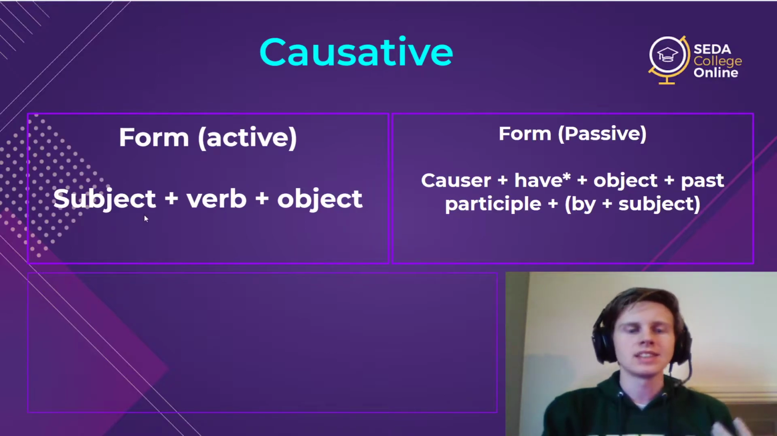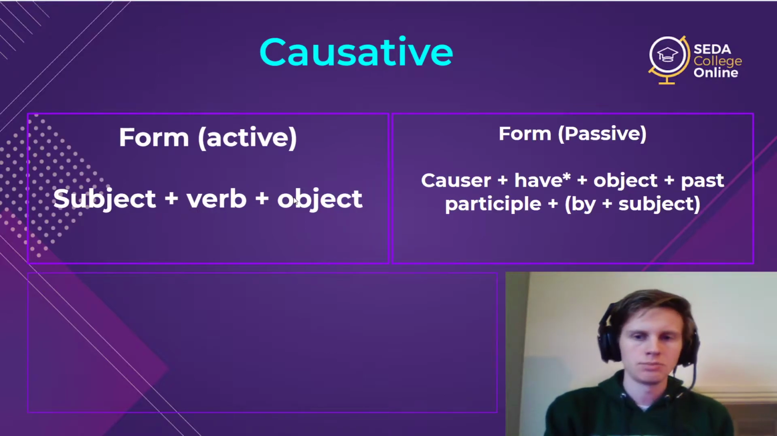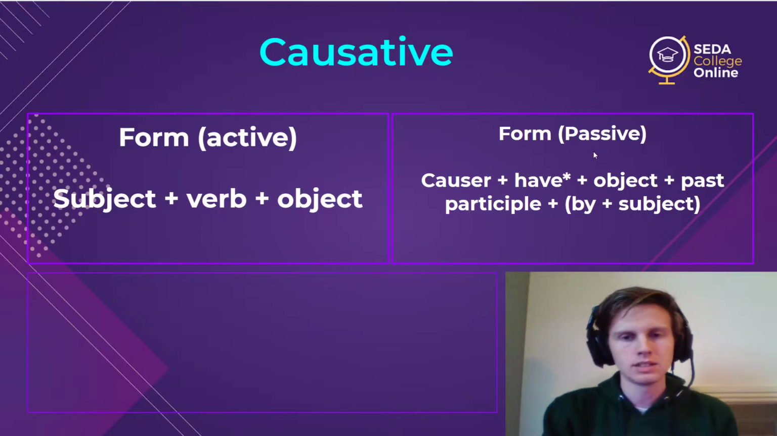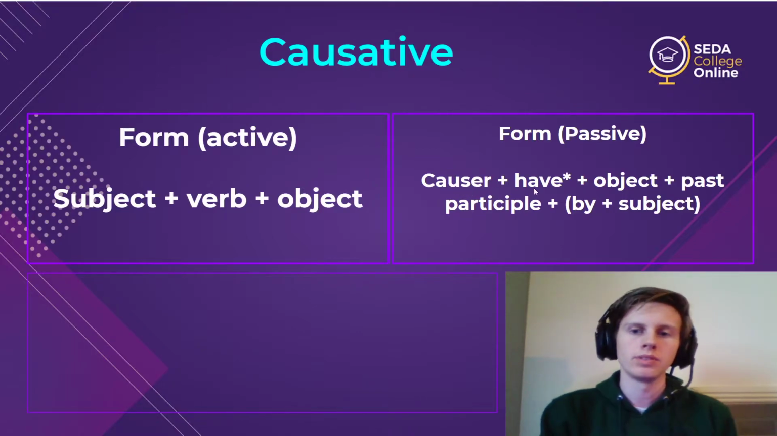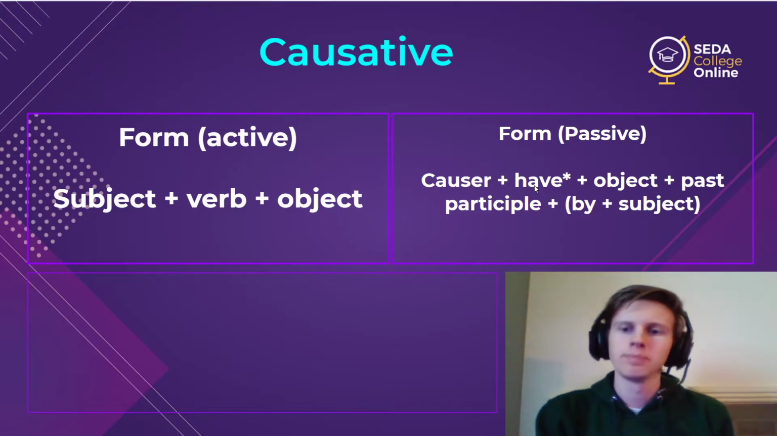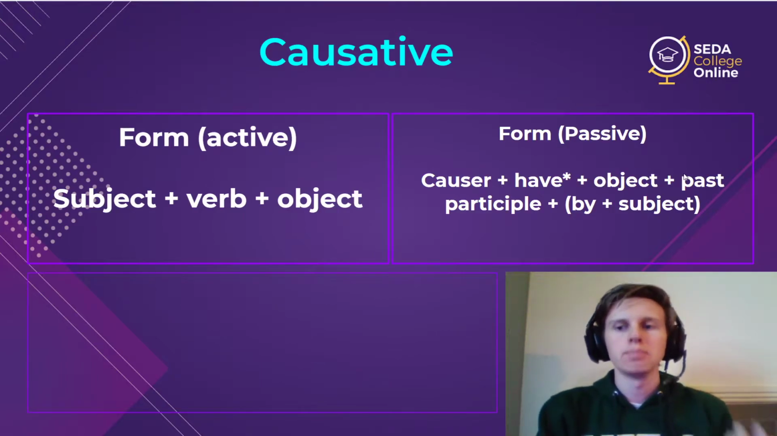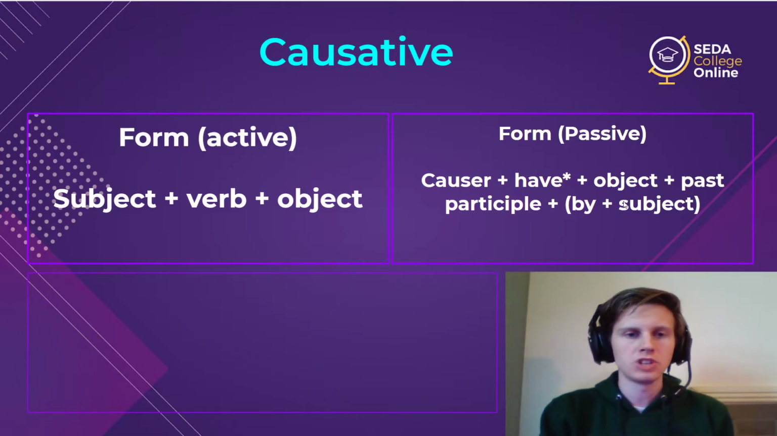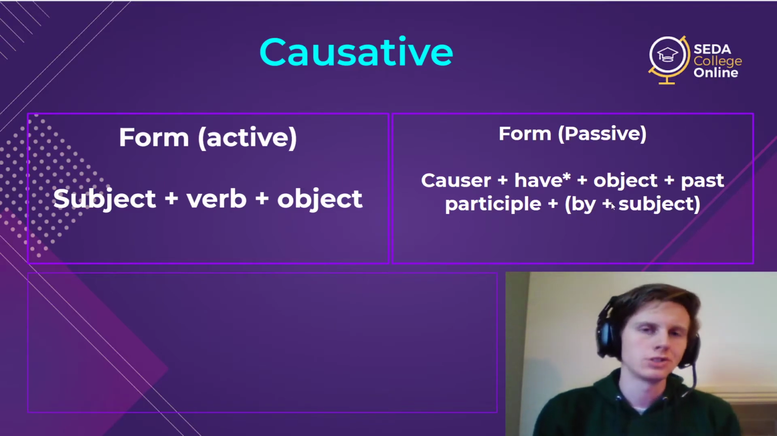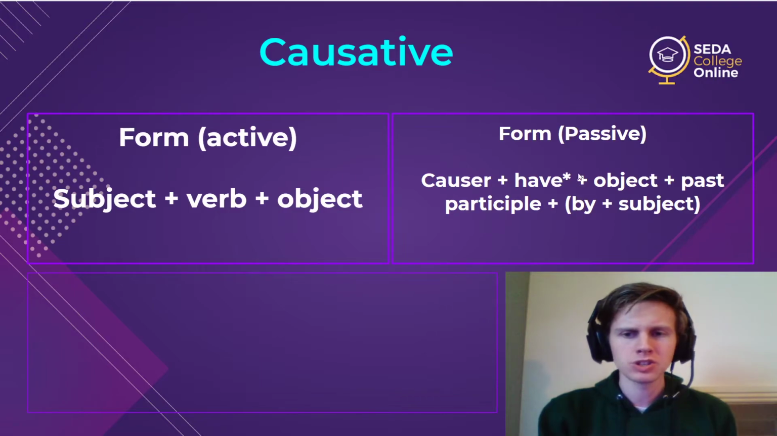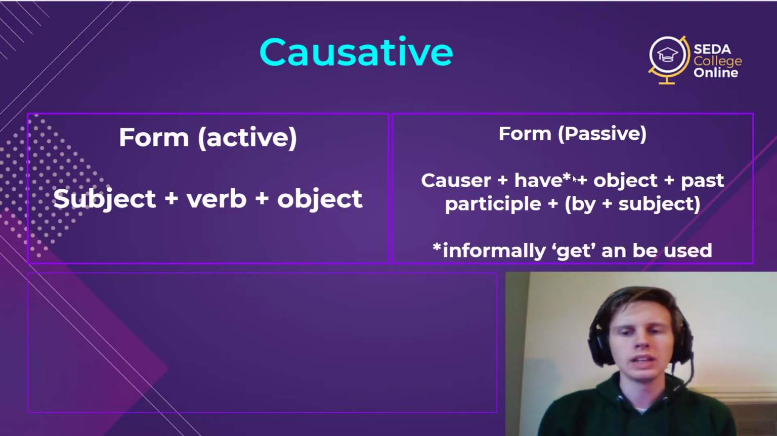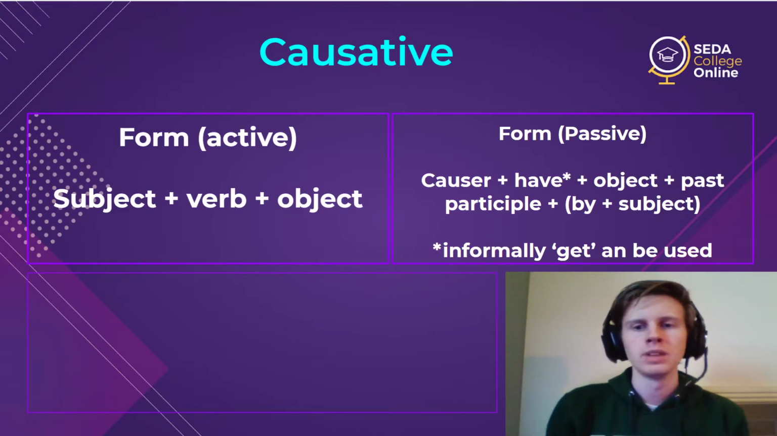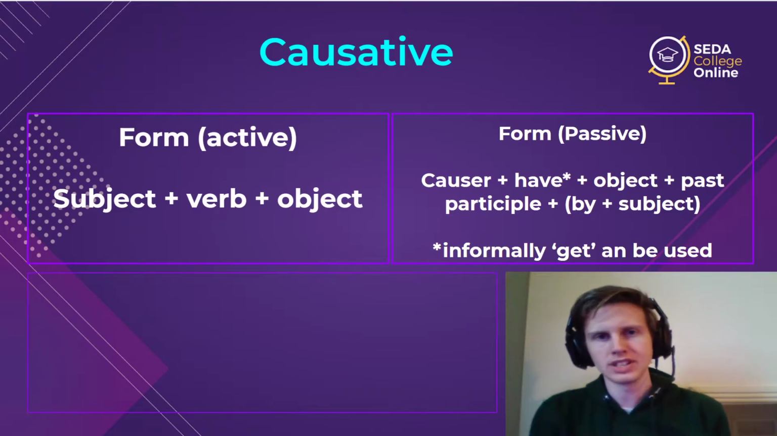So in the active sentence, as always, we have subject, verb, object. But in the causative passive, the sentence is different. It starts with the causer. We have verb have, that's our causative verb. The object of the sentence, past participle, and then the subject, this original subject, if you want it in a by prepositional phrase, just like the original passive. I have this star here because informally get can be used in this way. So have and get are totally equal, and get is just more conversational, informal.